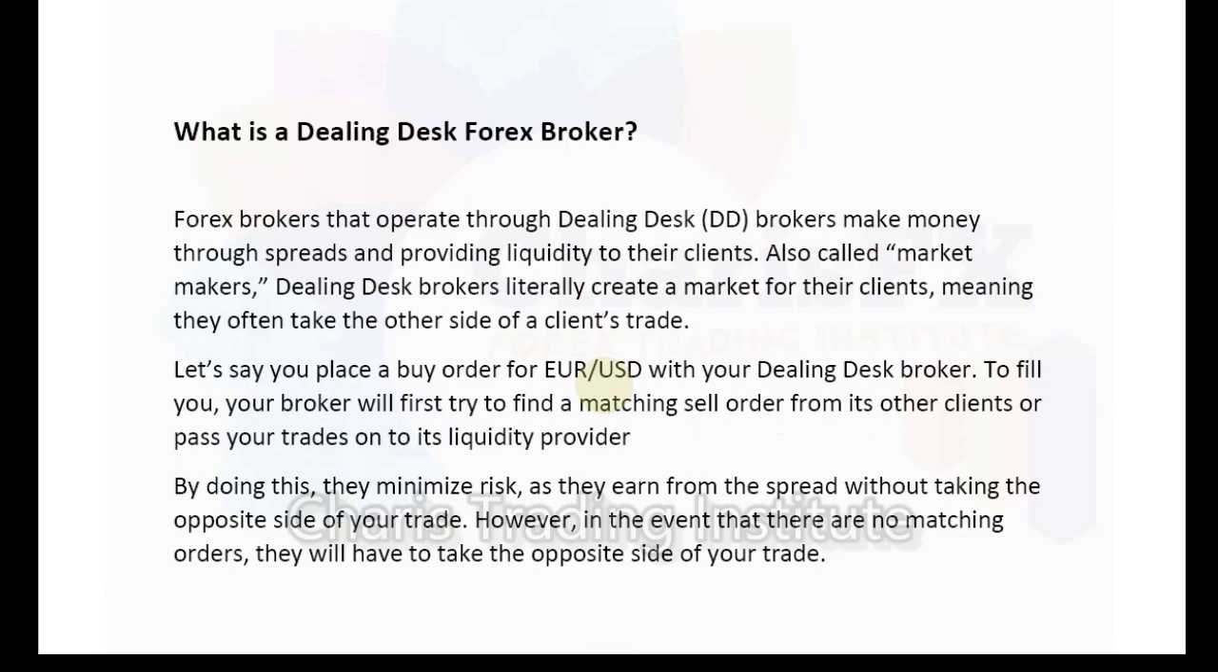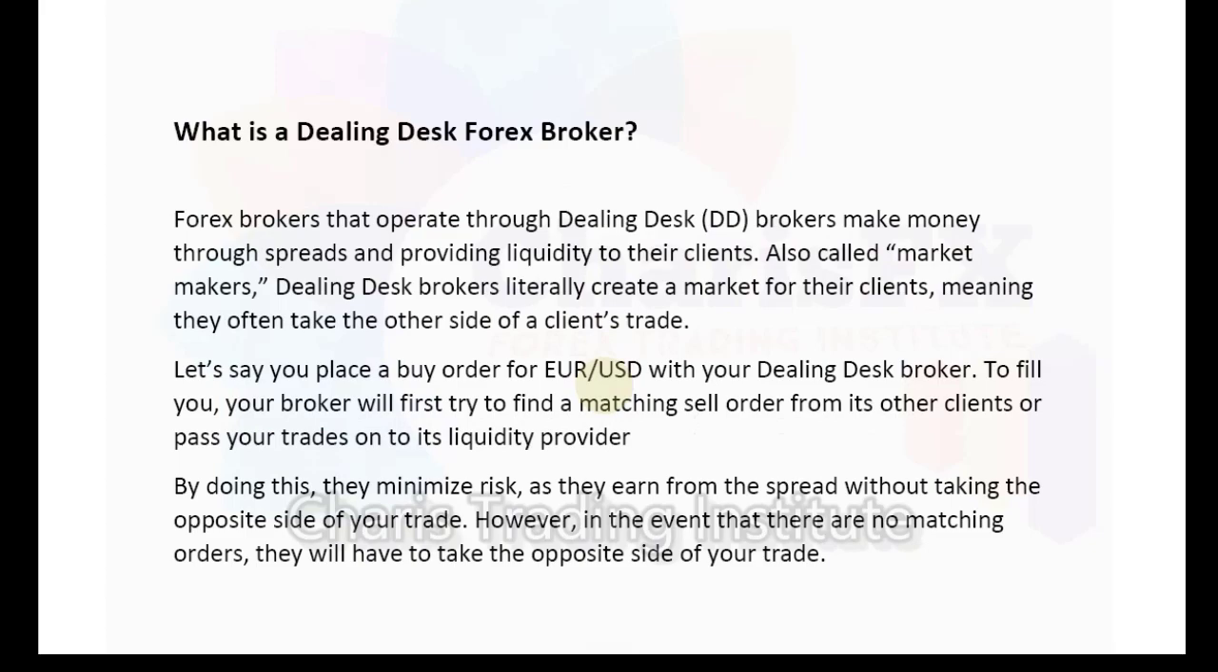So brokers who charge you spread are brokers who operate through dealing desks, or brokers who provide liquidity to you themselves instead of connecting you to the liquidity providers. They are market makers. They can create the liquidity and deliver it to you. They are called dealing desk brokers.